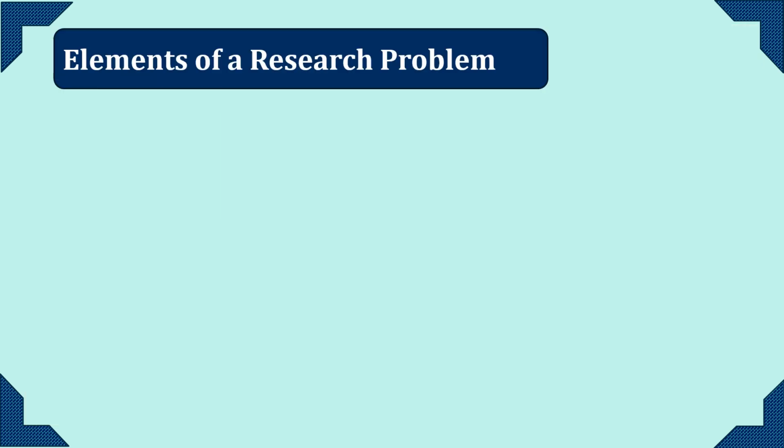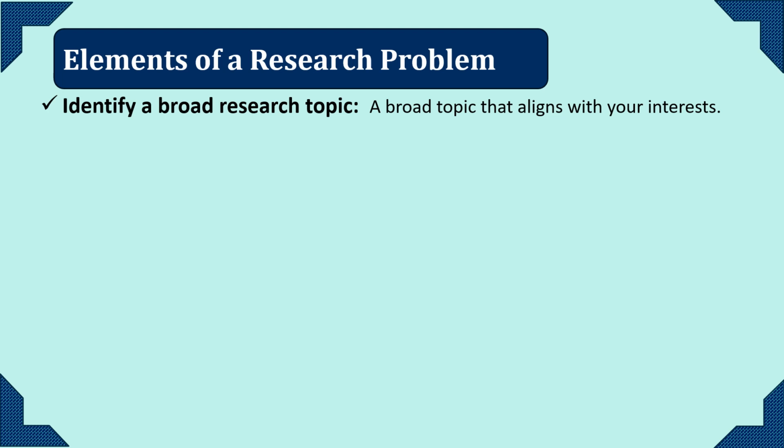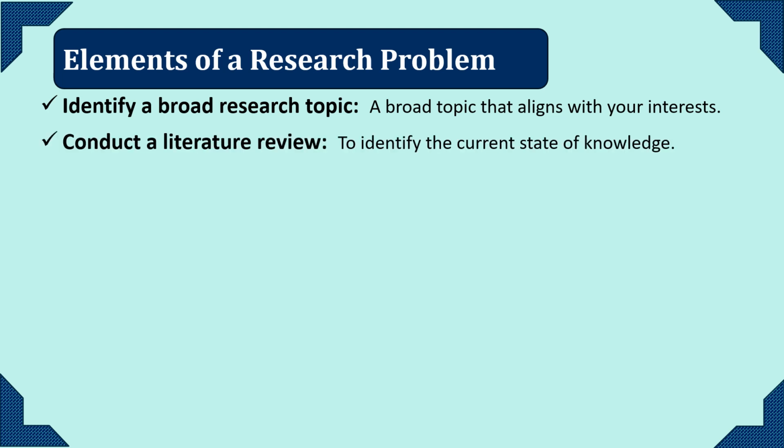Elements of a research problem. Identify a broad research topic. Initiate the research process by selecting a broad topic that aligns with your interest and observations or addresses gaps in the existing literature. Conduct a literature review. Conduct a thorough literature review to identify the current state of knowledge in the field. This will help you identify gaps in the existing research.